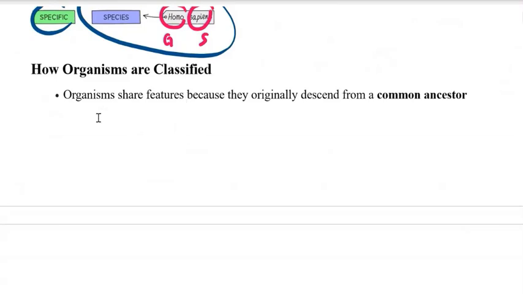So actually, the organisms are being classified based on their characteristics. The characteristics refer to their physical features, right? Whether they have 2 legs or 2 hands, or they have 4 legs, they have fur or they don't have fur. So the organisms will share similar features because they originally descended from a common ancestor.